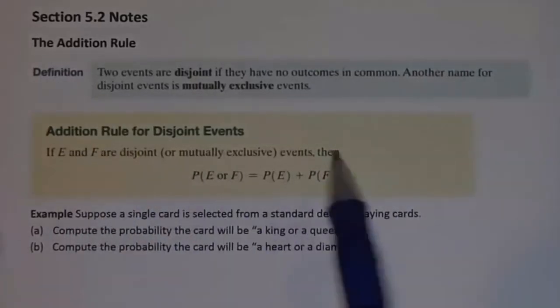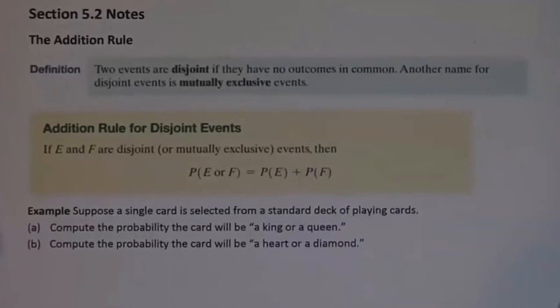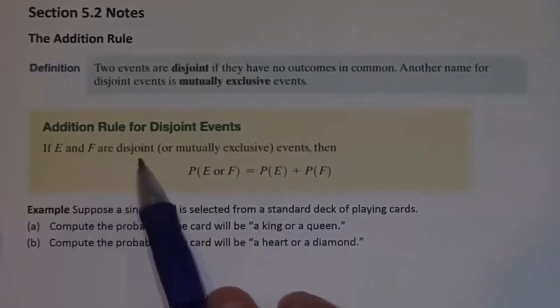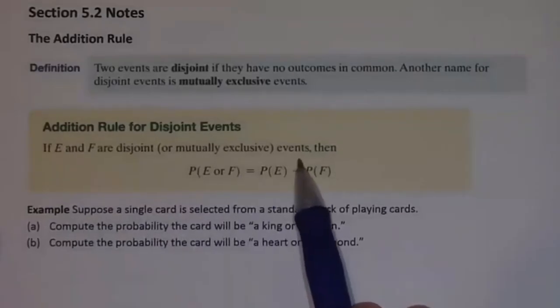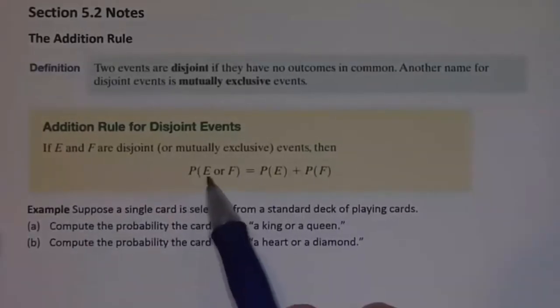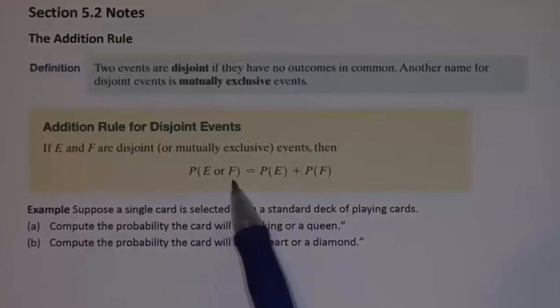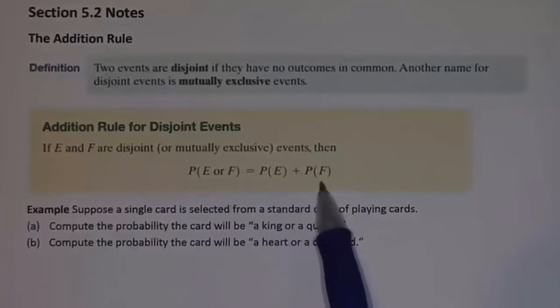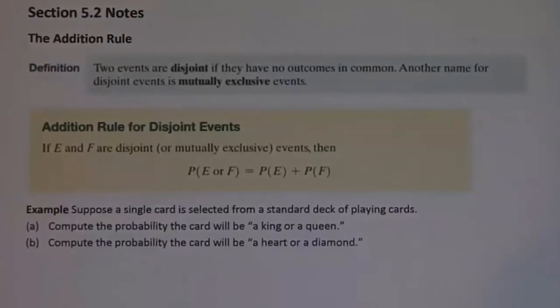And so we have the addition rule for disjoint events. If E and F are disjoint or mutually exclusive events, then the probability of E or F occurring is equal to the probability of E occurring plus the probability of F occurring.